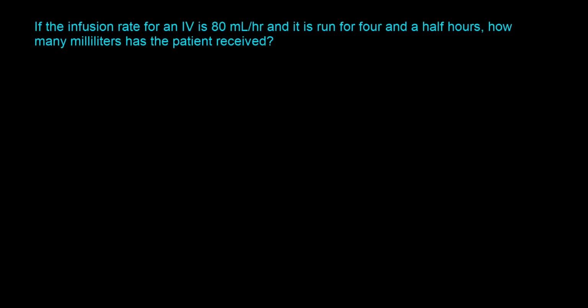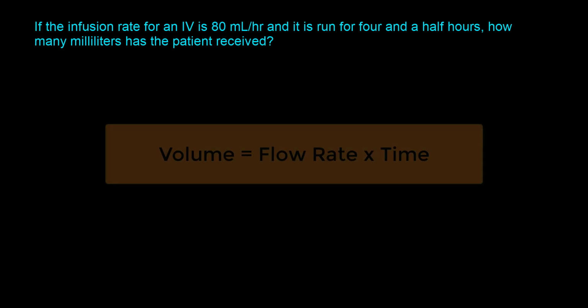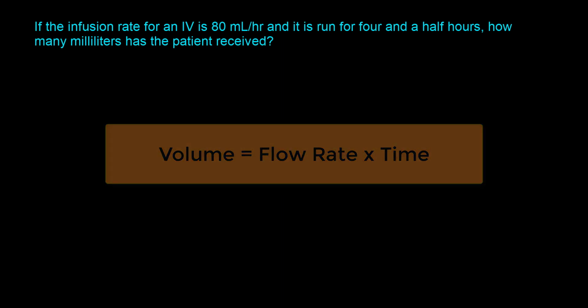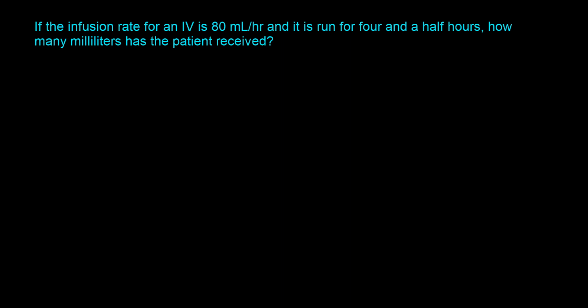This question says, if the infusion rate for an IV is 80 milliliters per hour and it is run for 4.5 hours, how many milliliters has the patient received? So to find the volume, what we need is the flow rate and the time component. From the question, the flow rate is given as 80 milliliters per hour, and the time is given as 4.5 hours.